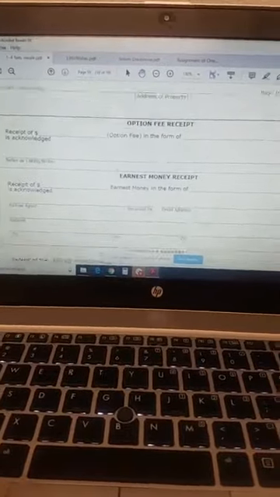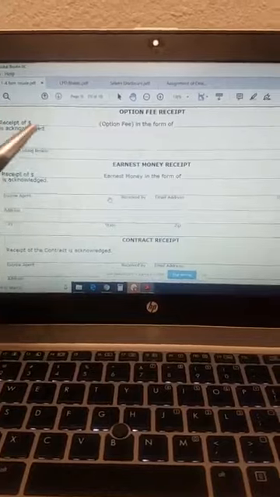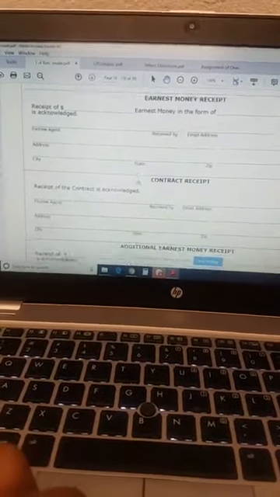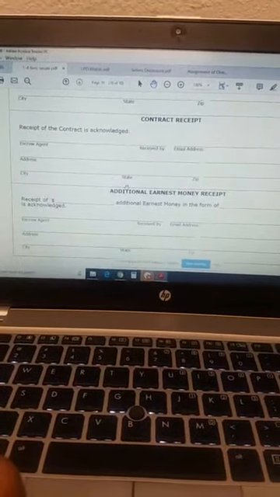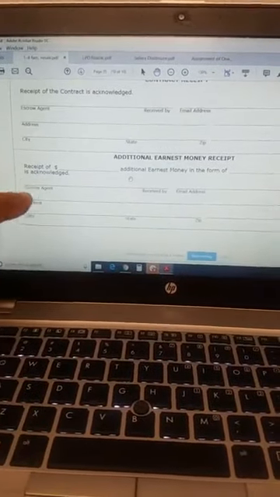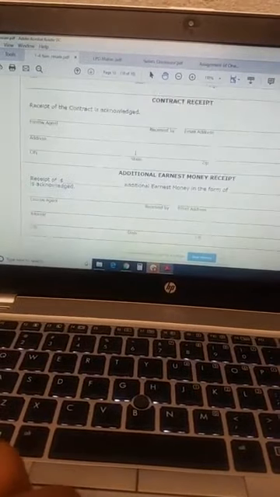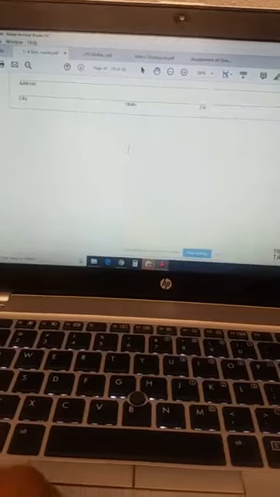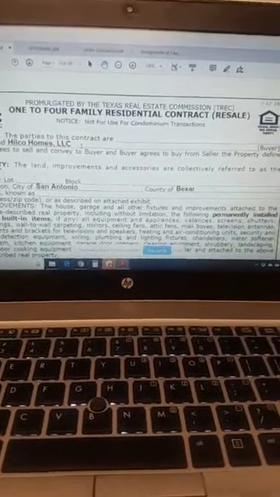Let's see, the last page here is usually for the title companies. Again, we don't really use option periods, so that would be blank. Earnest money receipt, that would be your deposit, and the title officer will go ahead and sign off on that. Receipt of the contract, an acknowledgement, and this is again if there's a second deposit, which we generally don't do. So once the title company receipts this contract, you have an executed deal with the seller, and now the title company can go ahead and open escrow.